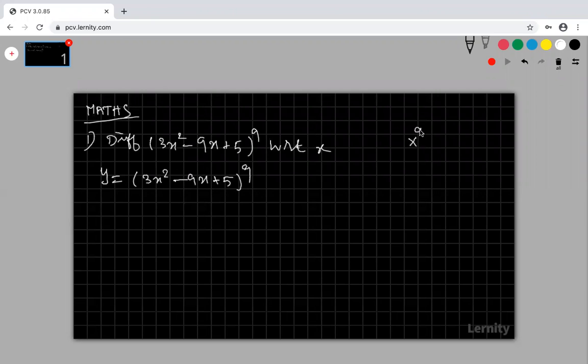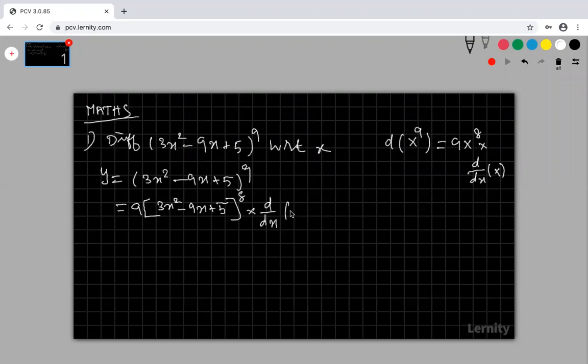What is the differentiation of x power 9? That is 9x power 8 into d by dx of x. Like that, you have to consider the entire function as x. So the differentiation of this function is 9 into 3x square minus 9x plus 5, the whole power 9 minus 1, that is 8, into d by dx of the base. Now you differentiate the base, 3x square minus 9x plus 5.